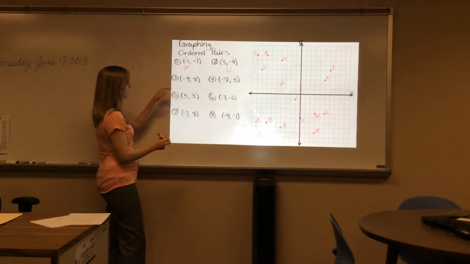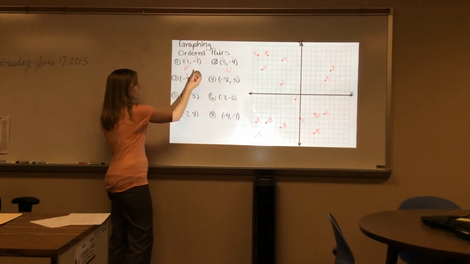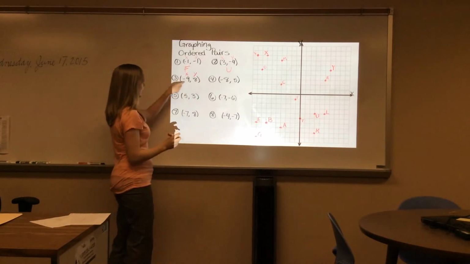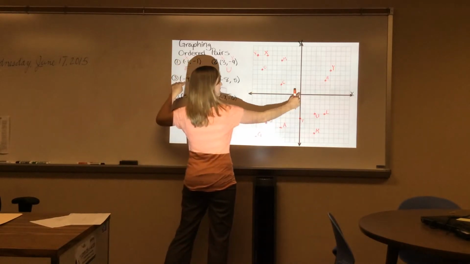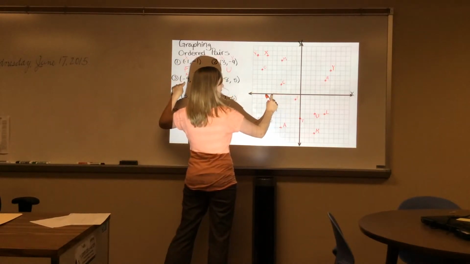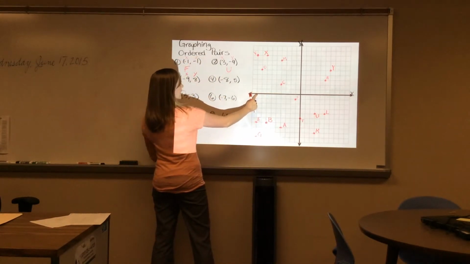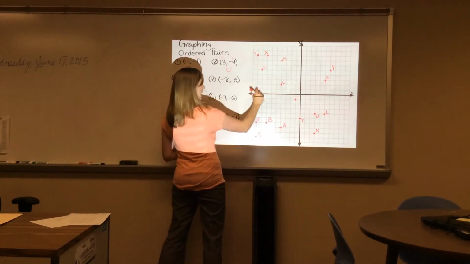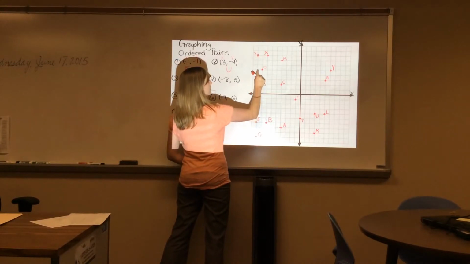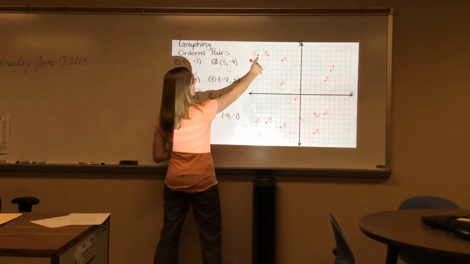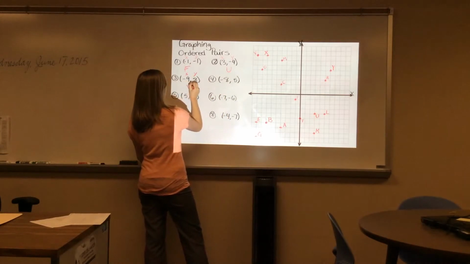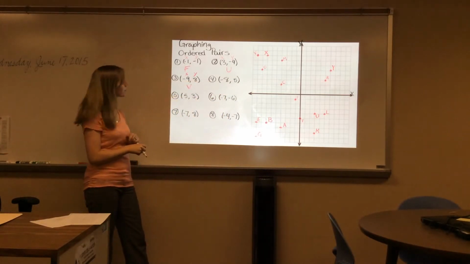Number 3, our coordinates are negative 9, 8. The x is negative 9, which means we would count to the left 1, 2, 3, 4, 5, 6, 7, 8, 9 places. The y coordinate is a positive 8, which means we go up 8 places. 1, 2, 3, 4, 5, 6, 7, 8. So our point is point B. So B is the answer for number 3.